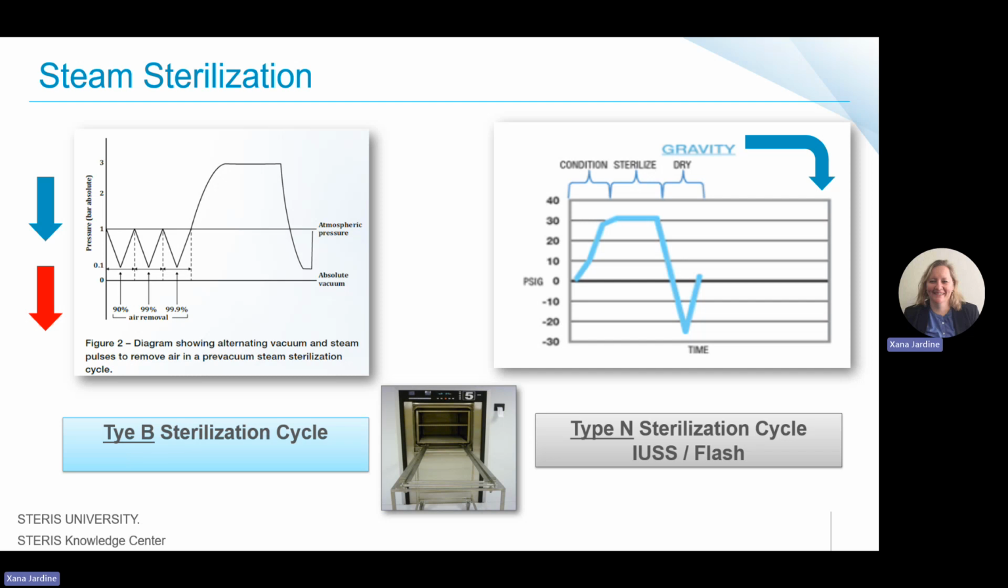That's all it does. So there's no drawing, there's no vacuum, no getting air that's inside of the complex devices out of the complex devices. It's just gravity displacement. So the weight of the steam on the top pushes the air out from the bottom. And that's all that happens in that particular cycle. And the last step of that cycle, obviously, is a very brief, maybe drying phase.